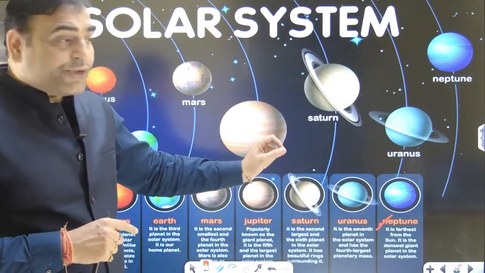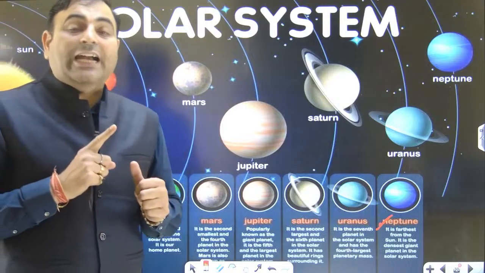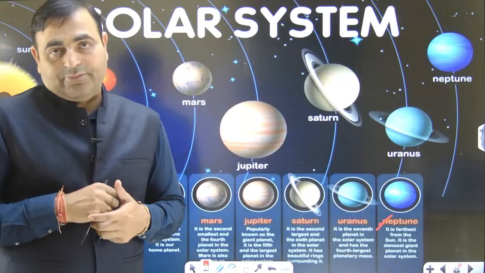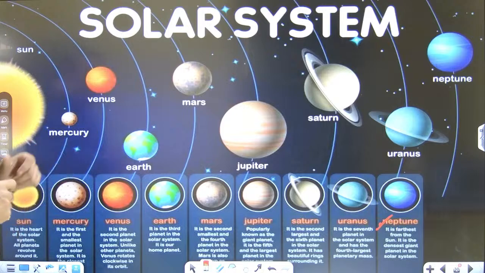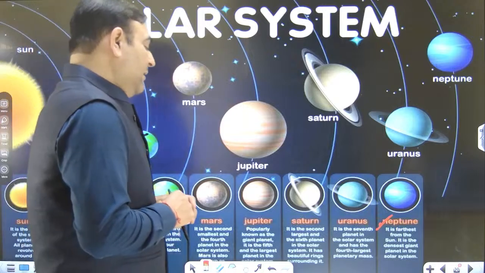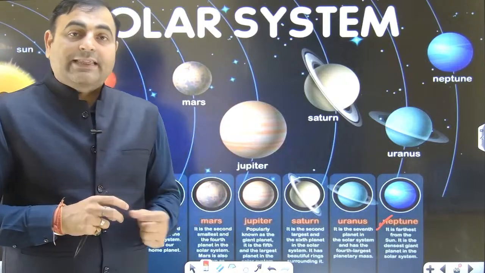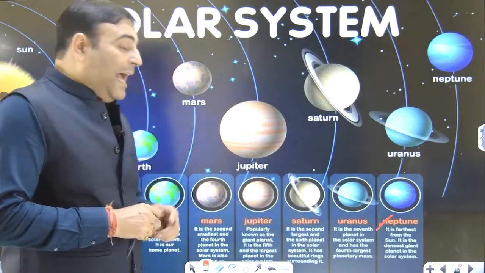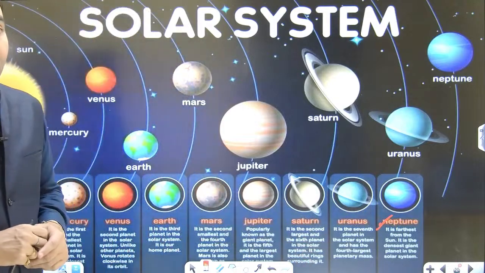Uranus is also known as a green planet because of the atmosphere of hydrogen and methane. Then comes Saturn. It is the second largest and the sixth planet. The first largest is Jupiter. The second largest is Saturn, the sixth planet in the solar system. It has beauty.